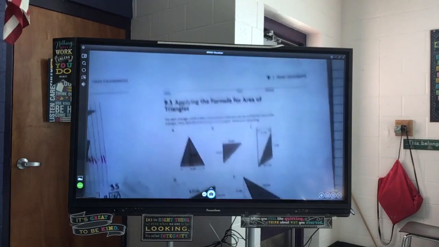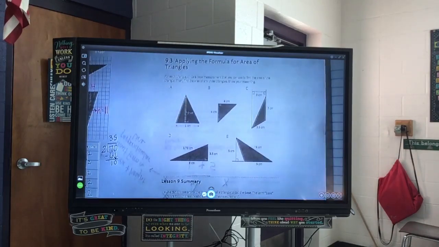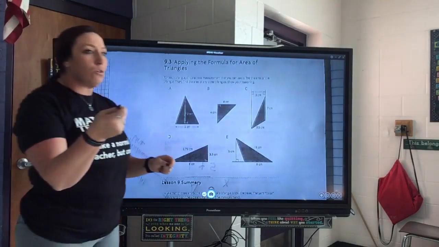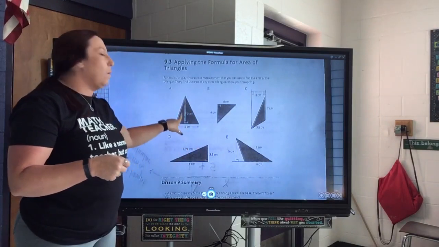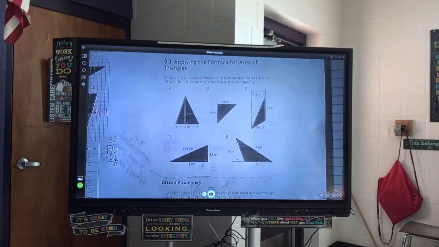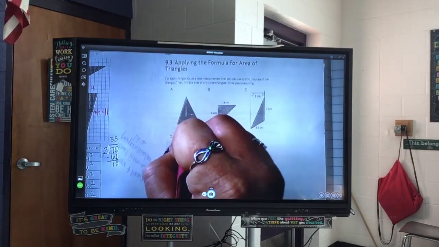All right, slide over to the last activity over here. All right, and it says for each triangle, circle a base measurement that you can use to find the area of the triangle. Then find the area of any 3 triangles. So what that means is you're identifying the base on each one of these. So use your color to circle that one. So like for example, this first one, where would our base be on A? Raise your hand. William. On the bottom at 5 centimeters. Right, so our base for this one would be 5 centimeters.